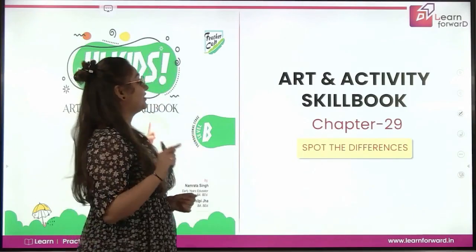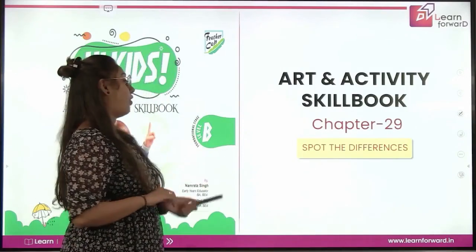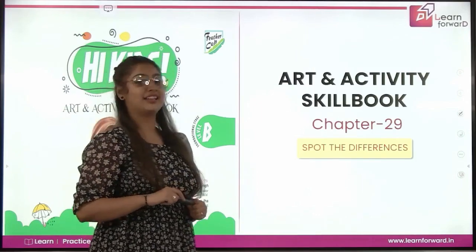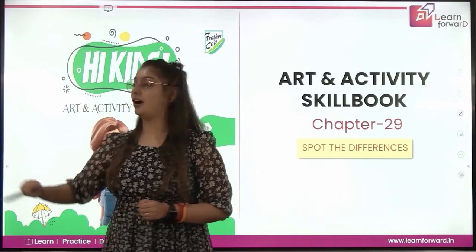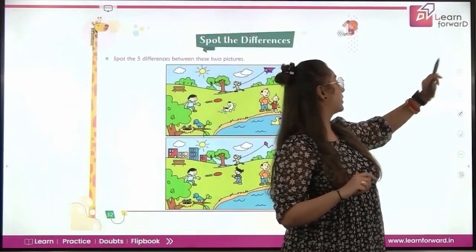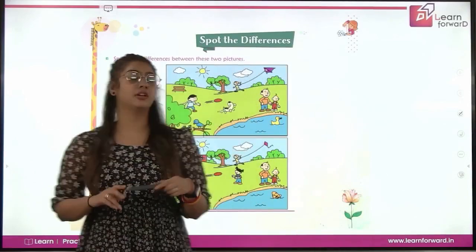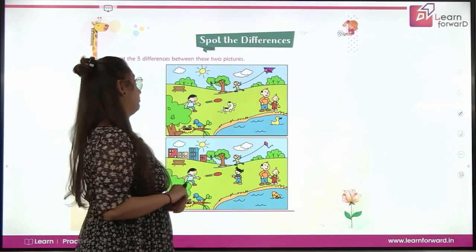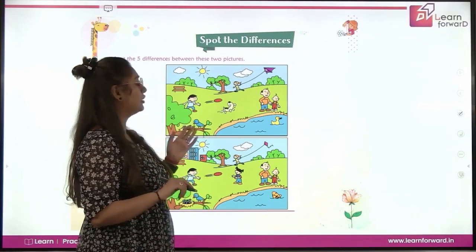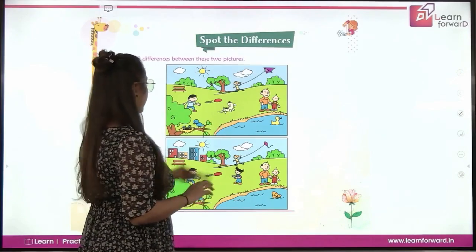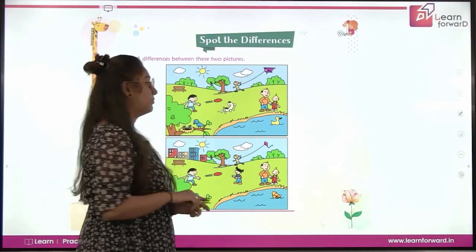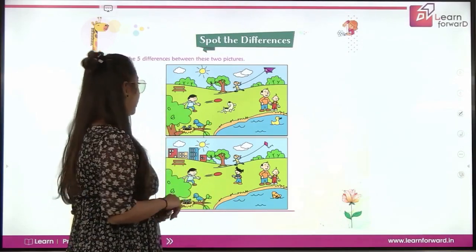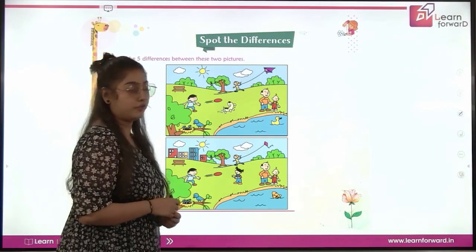Today we will study Chapter 29, Spot the Differences, from the Art and Activity Skill Book. Now have a look at our worksheet. Spot the differences. Spot the 5 differences between these two pictures. These are two pictures, but they are different from each other, and we find out these differences.